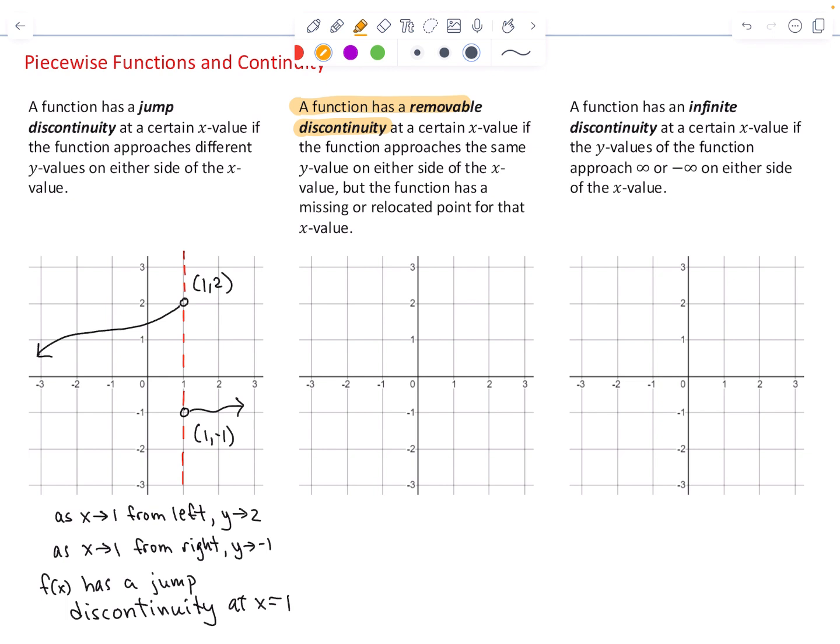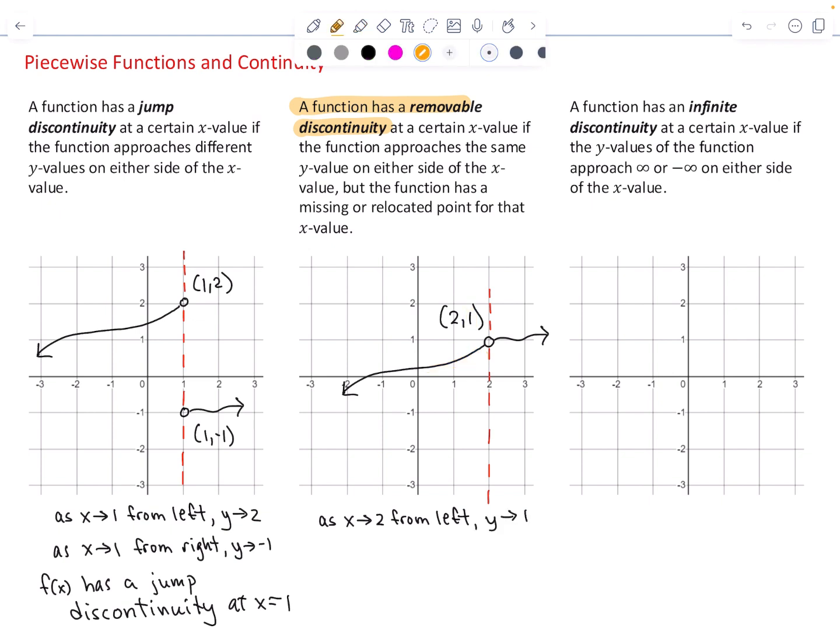Now, a function has a removable discontinuity at a certain x value if the function approaches the same y value on either side of the x value, but the function has a missing or relocated point for that x value. Consider this image. Currently, there's a jump discontinuity at x equals 2, but if you raise this portion of the function up, so as x approaches 2 from the left, the function is approaching a y-coordinate of 1. This is also true as x approaches 2 from the right, still approaching a y-coordinate of 1.